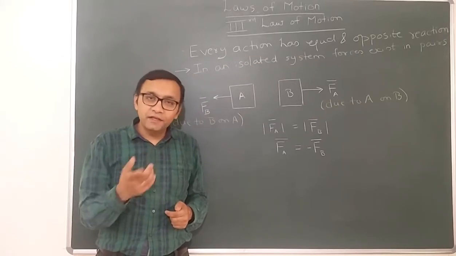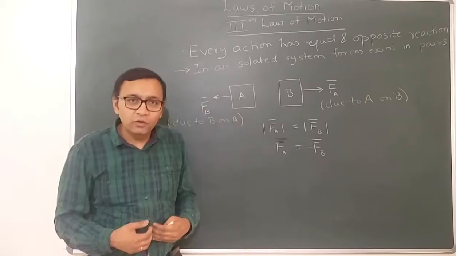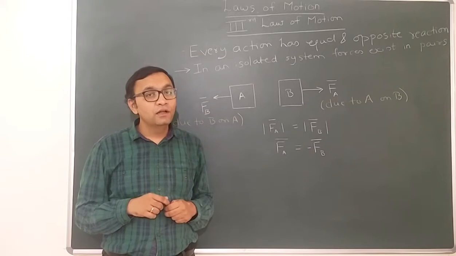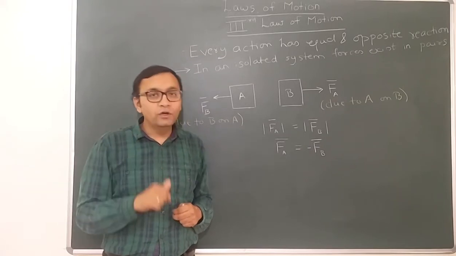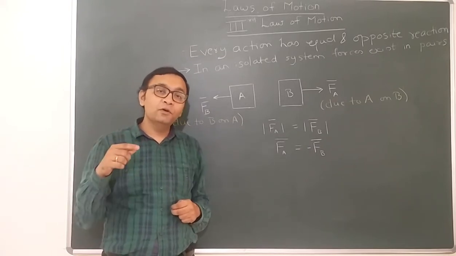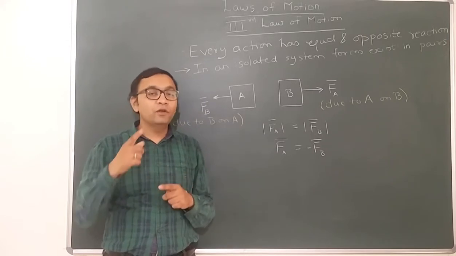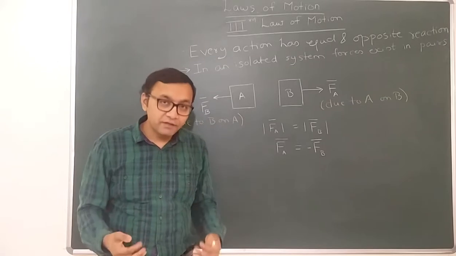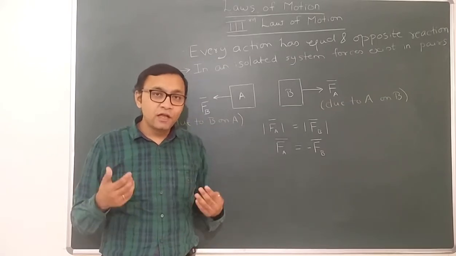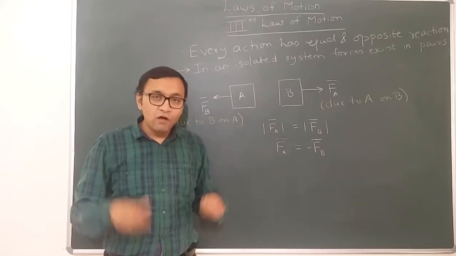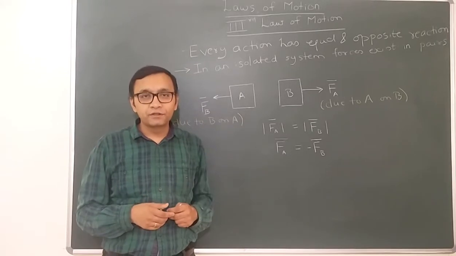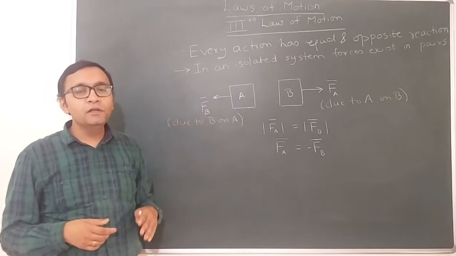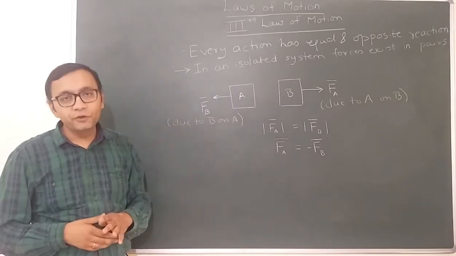Another example. Suppose I am standing on the ground and I want to jump. In which direction will I push the ground? I'll push the ground downwards, so that the same amount of push I experience in the equal and opposite direction. That's the reason I am able to jump: when I push the floor downwards, the floor pushes me upwards. So we see that Newton's third law is applicable in almost every scenario.